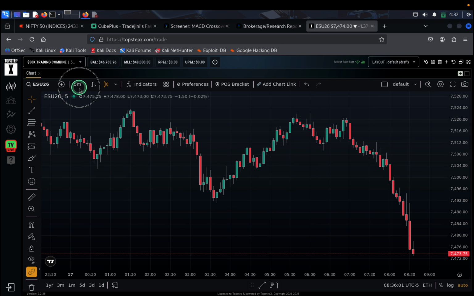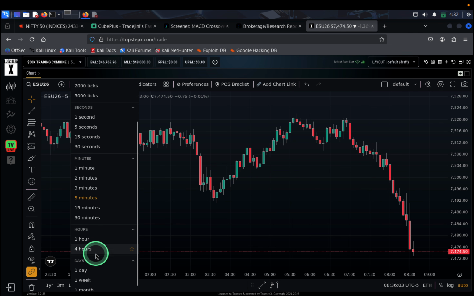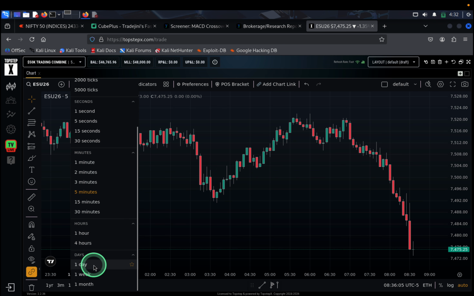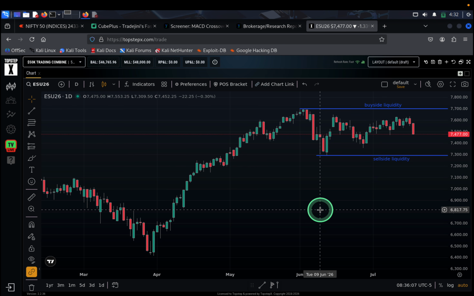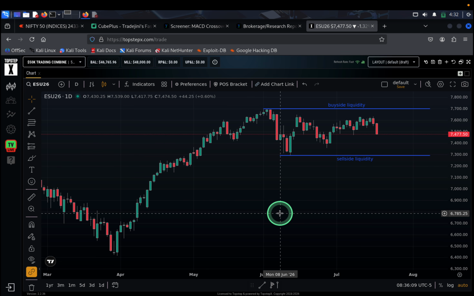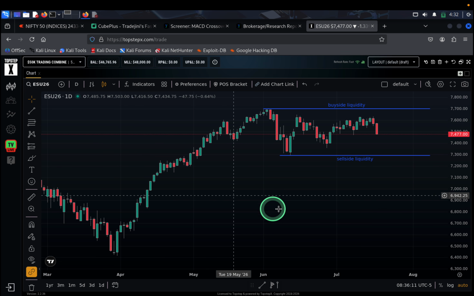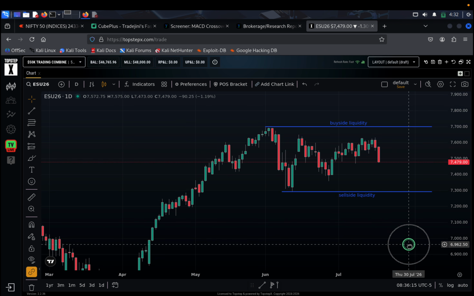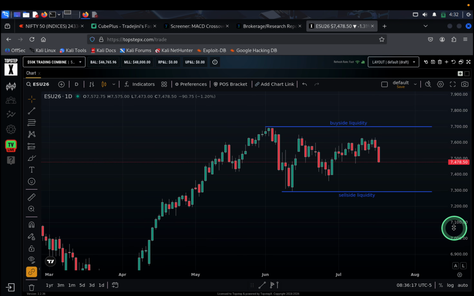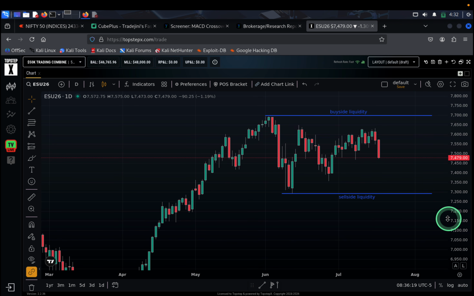Another concept is the fair value gap. So let's go back to the higher time frame and analyze the daily chart. This is a daily chart. There is one small fair value gap which is now converting into an inverse fair value gap.